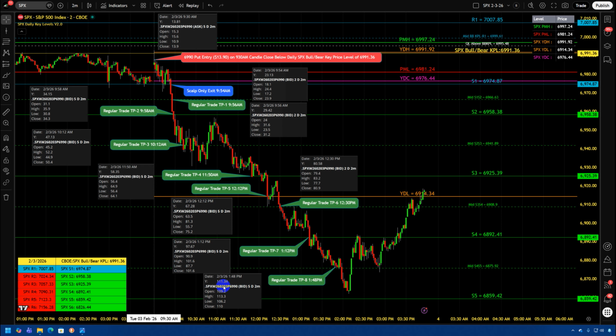So the mid S4, S5 level of 68.7592 is our TP8 at 1:48 p.m. on this touch here on the wick of this candle. And the bid on the close of this candle is $110 after making a high of 113.30 on the touch of this level before it wicked off of it.